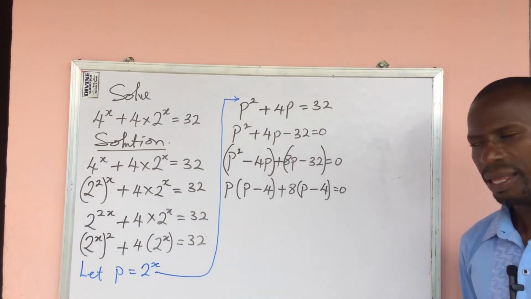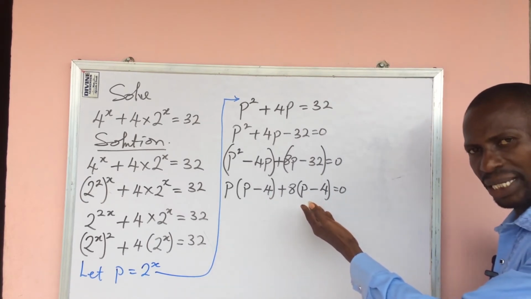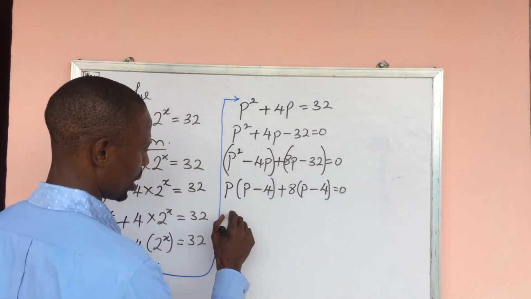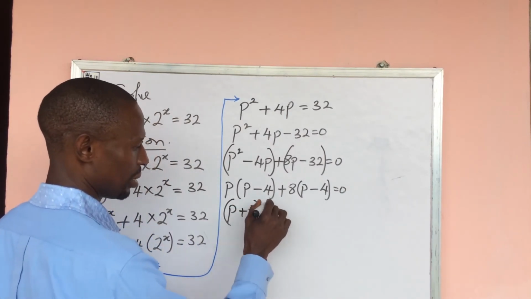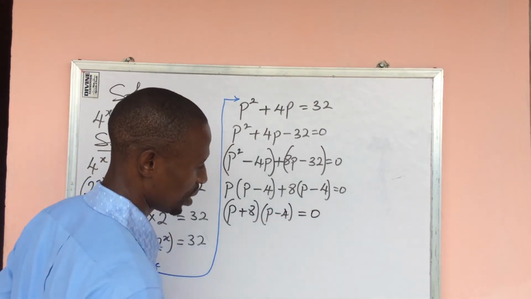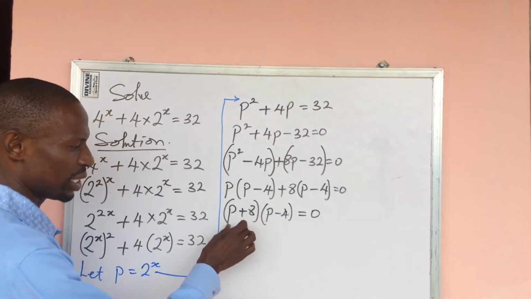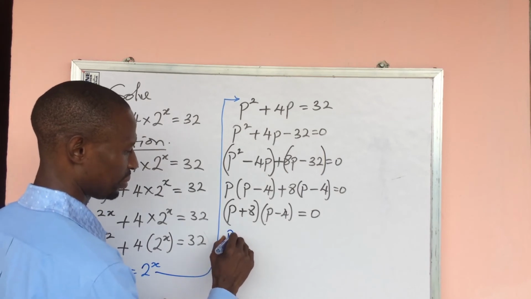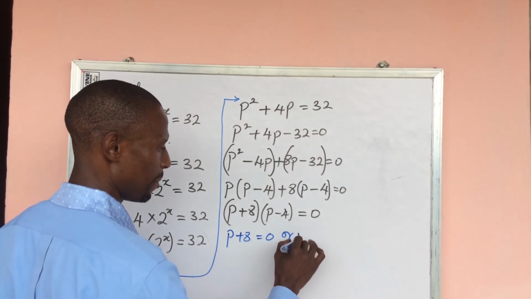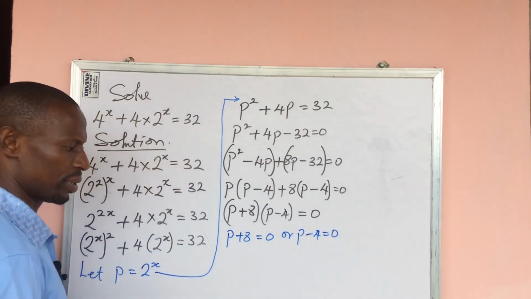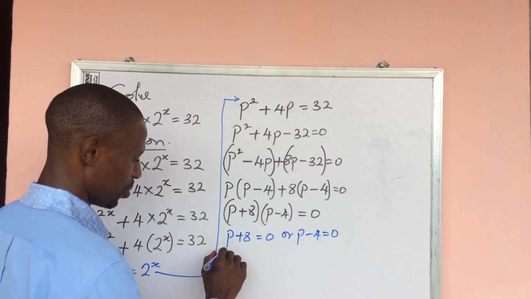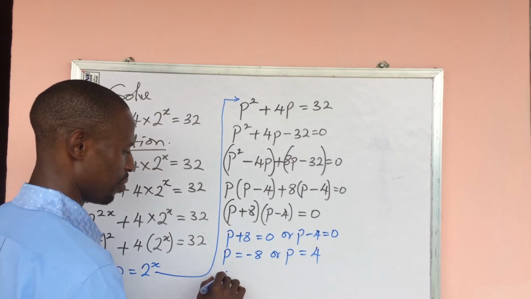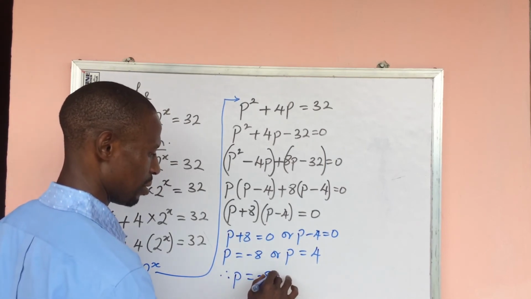Now, if you look critically, you discover that what we have in the first bracket is the same in the second bracket. So at this point, we take only one of these, and take the terms that are outside to form another expression. This will now give us p plus 8, close bracket, p minus 4 equal to 0. Now that we have everything equal to 0, we can equate the first bracket to 0 and the second bracket to 0. This will give us p plus 8 equal to 0 or p minus 4 equal to 0. So if we collect our like terms, because we are looking for p, p will give us minus 8 or p is equal to positive 4. Therefore, we now have p is equal to minus 8 or 4.